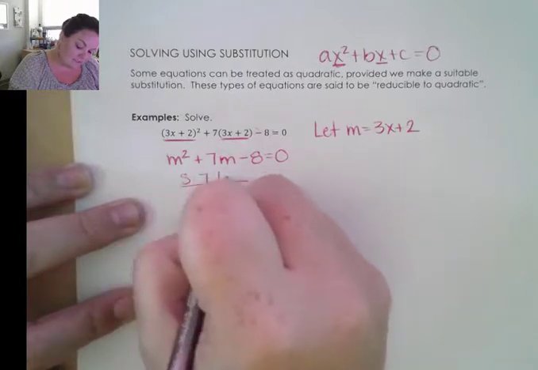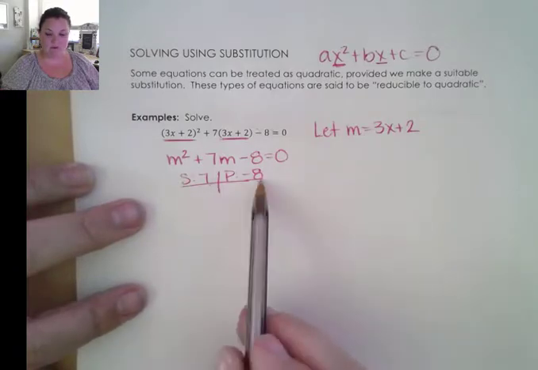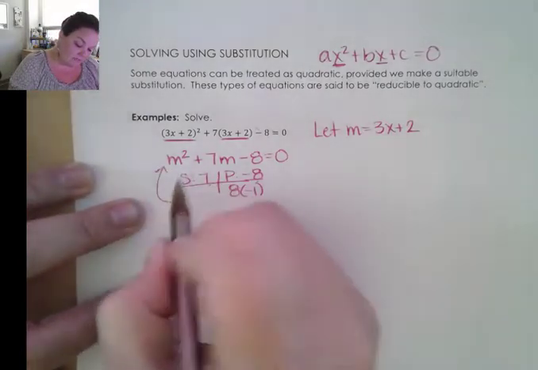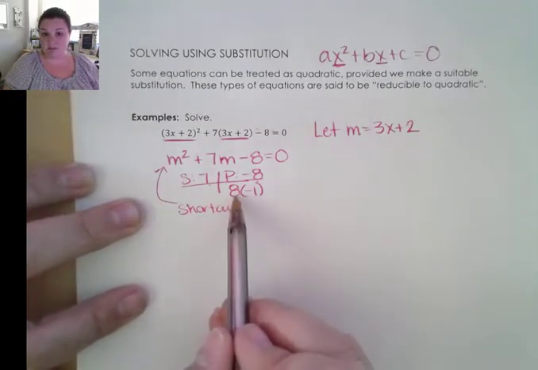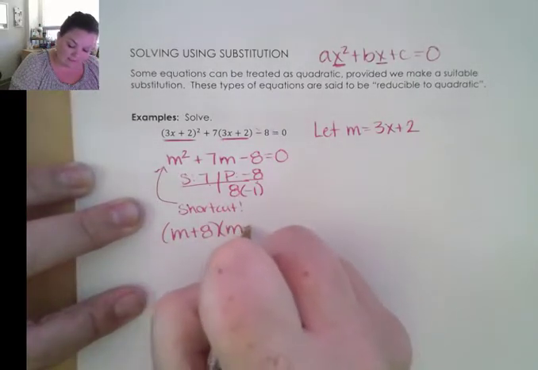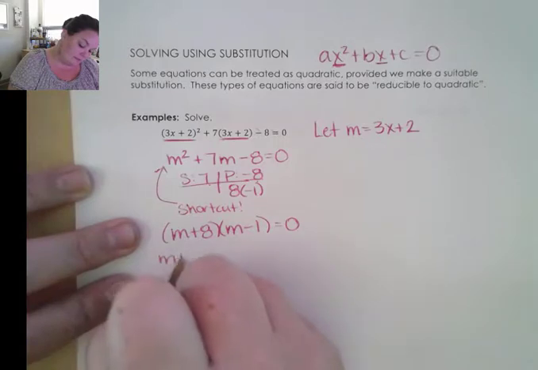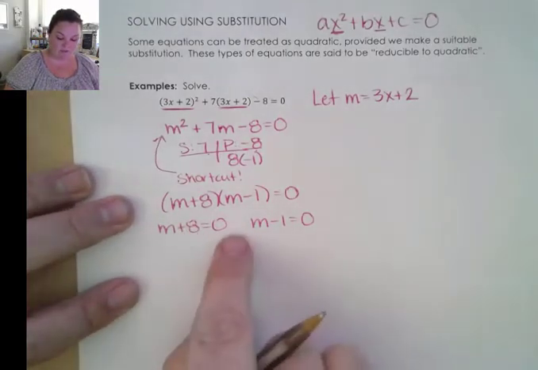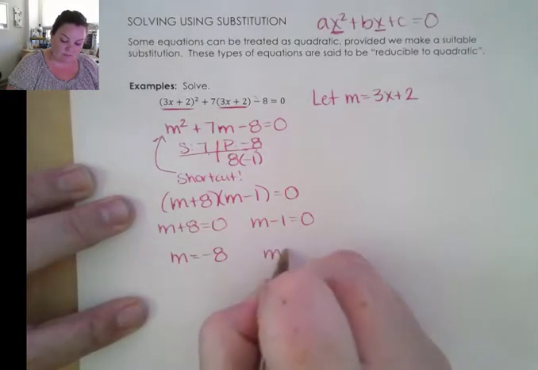So we need something that sums to 7 that has a product of -8. Something that combines to 7 and multiplies to -8 would be +8 and -1. And because our leading coefficient is a 1, we can do the shortcut, which means the numbers in our chart are going to be the numbers in our factored quantities. So this factors into m+8 times m-1. Don't forget that it's equal to 0. And then we're going to go ahead and solve. So this means that m+8 equals 0 or m-1 equals 0. If I move these over, I'm going to end up with m equals -8 if I subtract that across, and m equals +1.